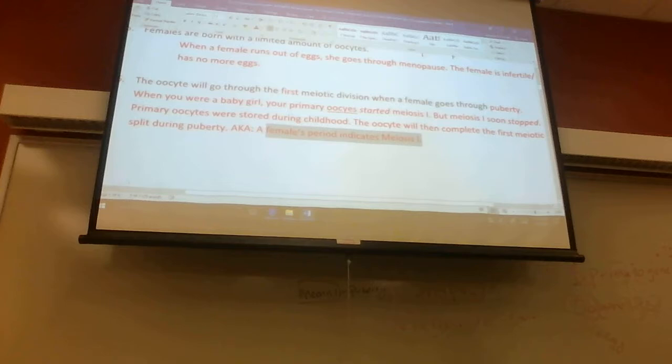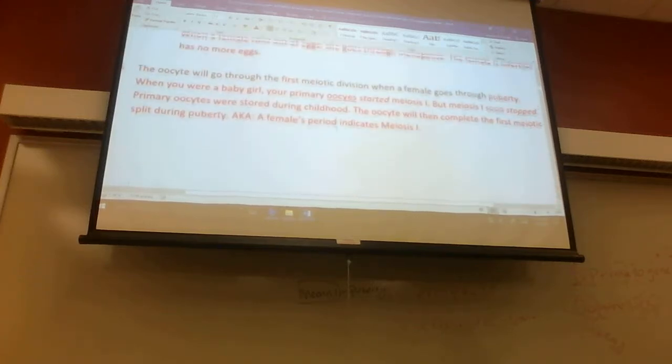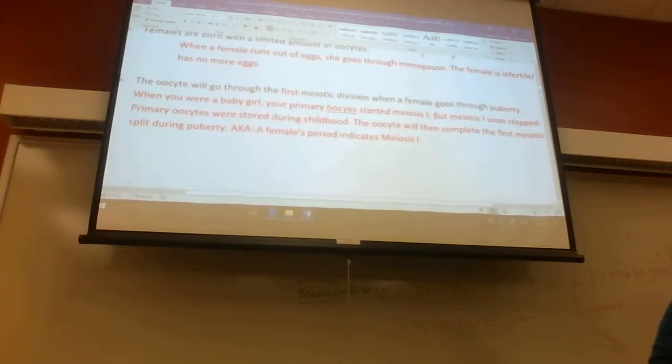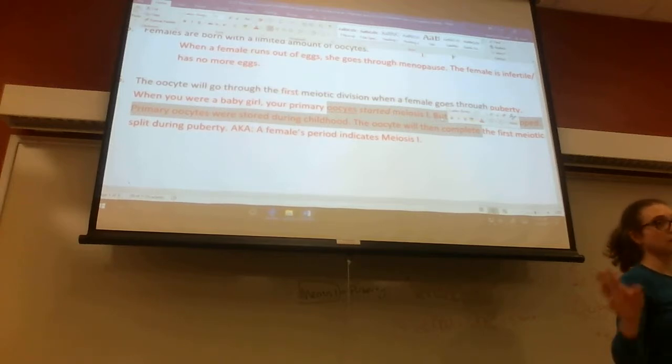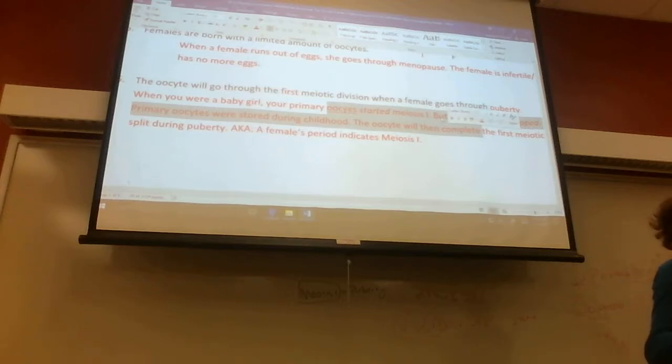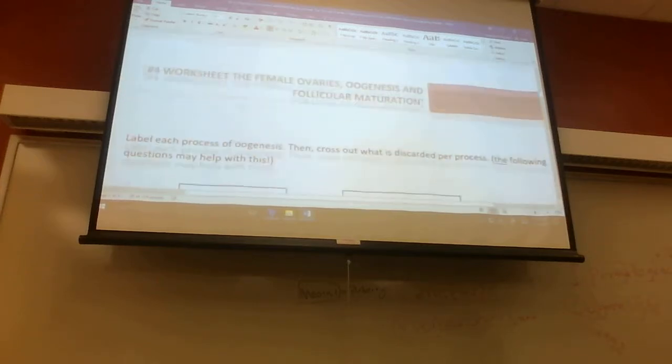So the oocyte, that kind of indicated right there. We talked about it, so I'm going to say this again. When you were a baby girl, your primary oocyte started meiosis 1. But meiosis 1 soon stopped. So it kind of started, then it stopped and was on pause. Primary oocytes are stored during childhood. The oocyte will then complete the first meiotic split during puberty. So meiosis 1, when that's completed, that's puberty. Meiosis 2 is then when the sperm and egg come in contact and they become a zygote. Okay? I know it's going to take a while.